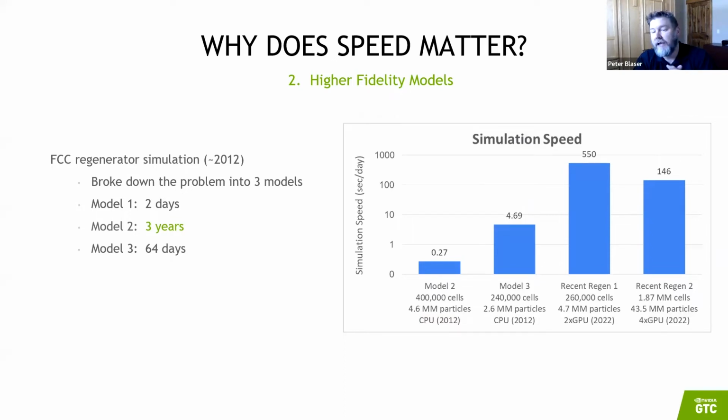So we can benchmark that against a couple of recent projects that we're running right now on the DGX Station A100. Here's what we found. This first one, recent project number 1, had about the same number of cells as Model 3, about the same number of particles as Model 2. It was getting 550 seconds a day. What that means is it would be complete in 13 hours.